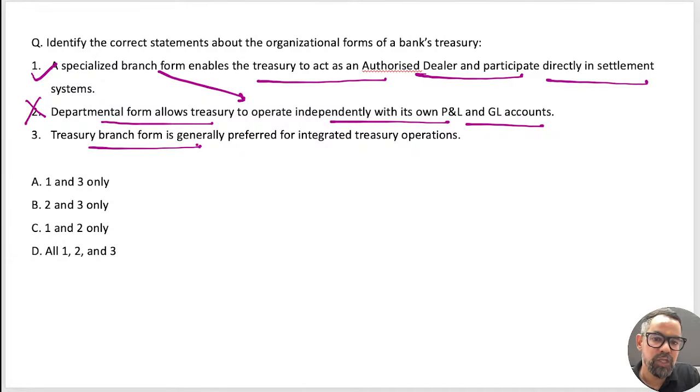So the treasury branch form is generally preferred for integrated treasury operations. In this, 1 and 3. Option A will be the right answer for this particular one.